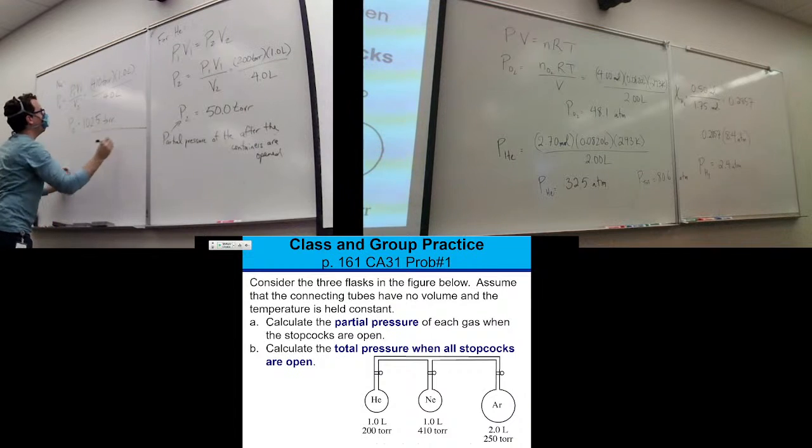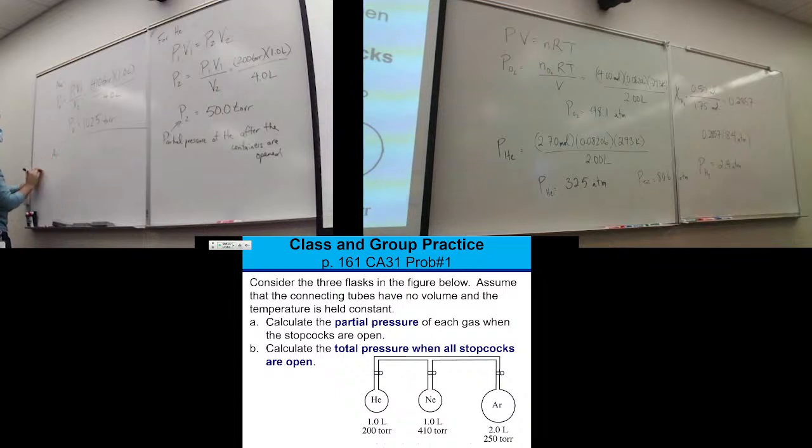Okay, and then finally we'll do argon. Let's just plug in the numbers. For argon, it's 250 torr. This is pretty simple. The original volume was 2 liters. The new volume is 4 liters. So the new pressure for argon is 125.